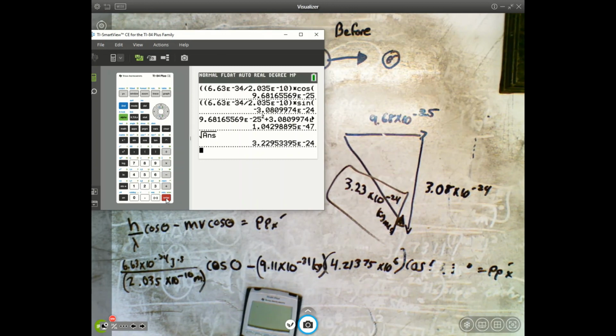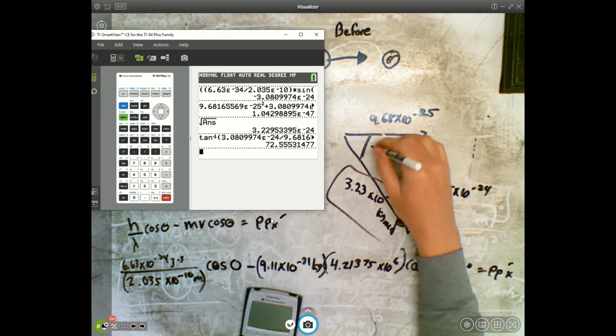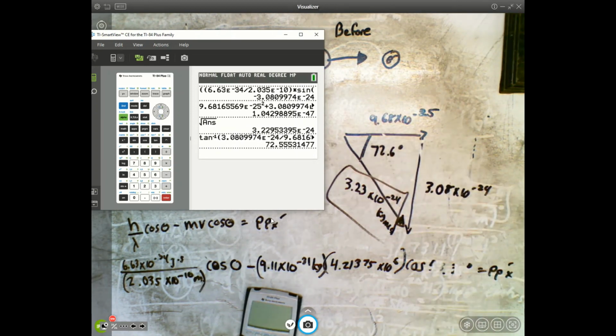And then for my angle, I have to take tan inverse of opposite over adjacent. So I'll take tan inverse of opposite, which is this one. And I don't like those negatives on there. I never trust them, so I'll take that off. So opposite over adjacent, which is my 9.68, and I get my angle to be 72.6 degrees.